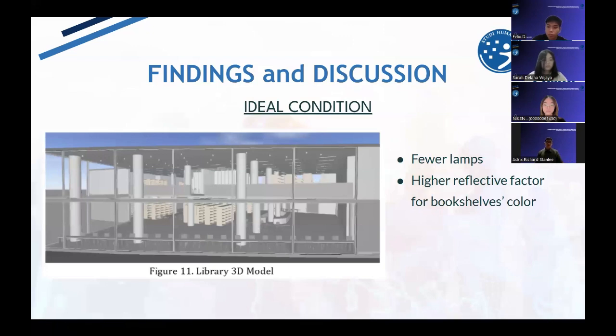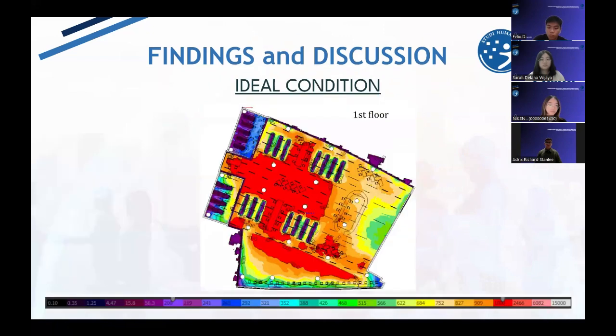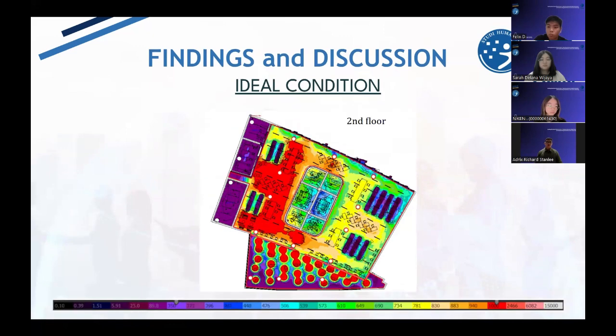For the ideal conditions, there are some changes that have been made. We decided to use fewer luminaires and use higher reflective factor material for the bookshelves. For the site plan or the model, we still use the same as the actual conditions. This is the ideal state's result of light intensity for the first floor. All the reading areas still fulfill the demand of the standard for libraries, which is 350 lux. Same goes for the second floor. The reading areas still fulfill the needs based on SNI 6197 of the year 2020.